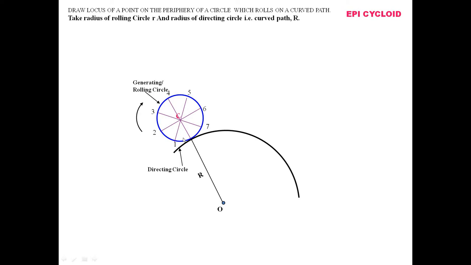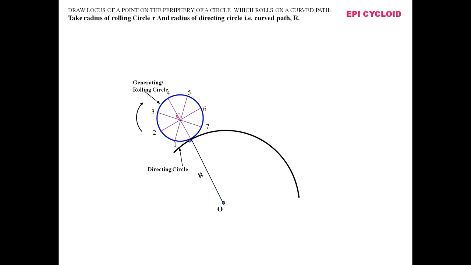But where is the point? So let the point be situated at the circumference, and initially the point is at this position, that is, the point is situated on the circle as well as on this curved path. So this is the point P. We have to draw the locus of this point.